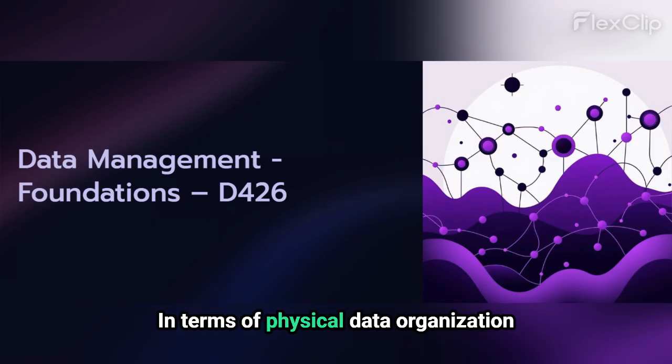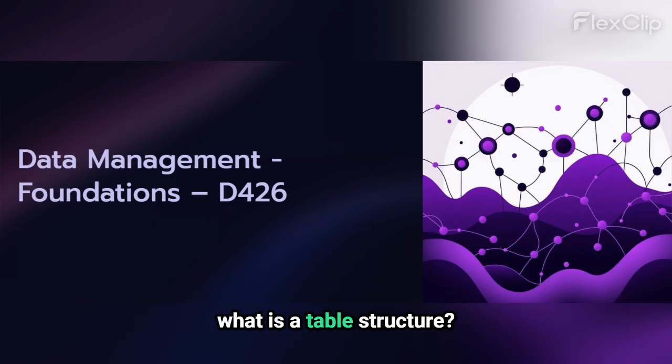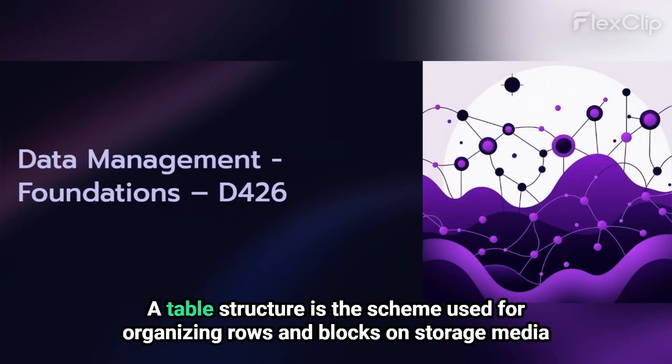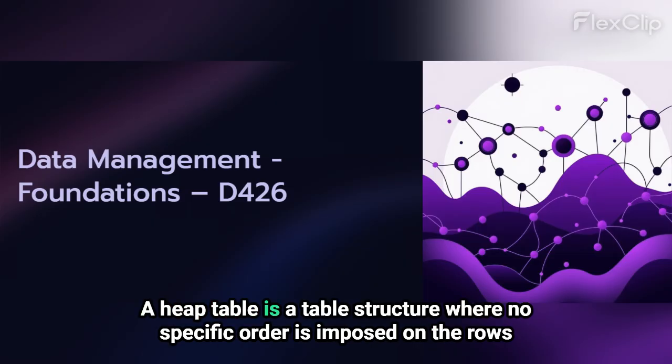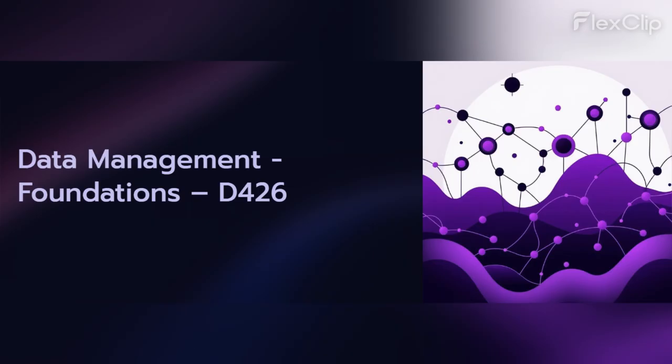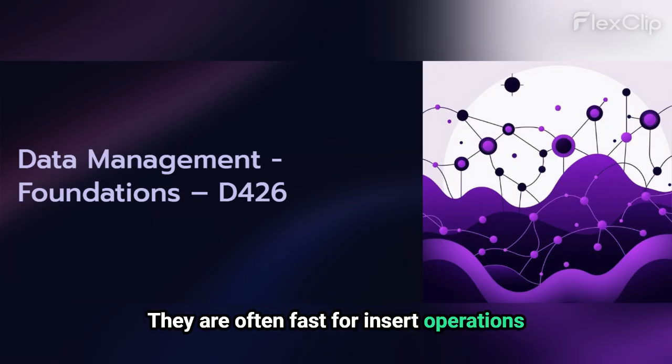In terms of physical data organization, what is a table structure? A table structure is the scheme used for organizing rows and blocks on storage media, such as a heap table or a sorted table. What is a heap table? A heap table is a table structure where no specific order is imposed on the rows. They are often fast for insert operations.